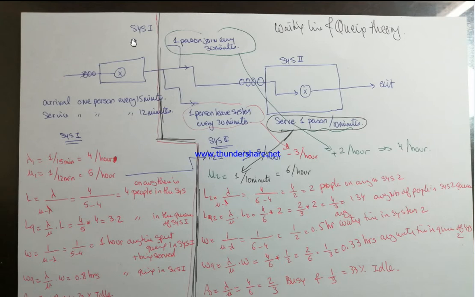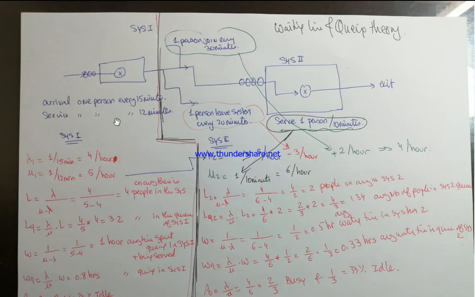So we have people arriving at system 1. We have two systems in sequence, system 1 and system 2. People arrive at system 1 at one person every 15 minutes, and system 1 serves people at a rate of one person every 12 minutes. After system 1, one person leaves the system every 20 minutes. Whatever that means, we'll see in a bit. And one person joins the system every 30 minutes on top of the one who moved from system 1 to system 2. System 2 serves people at one person every 10 minutes.